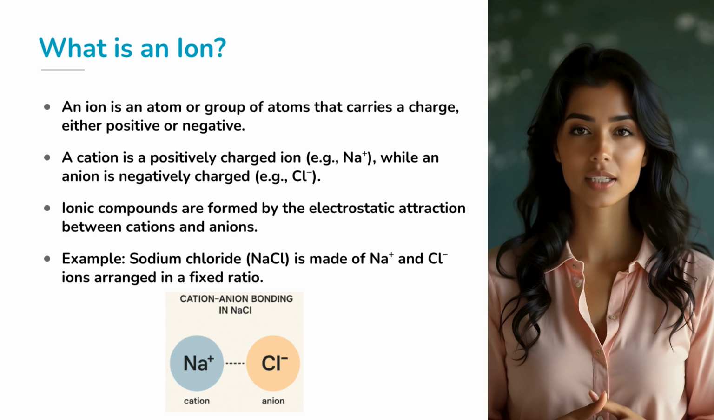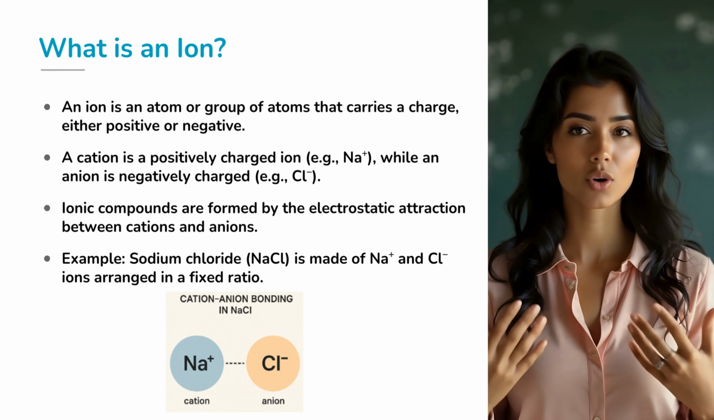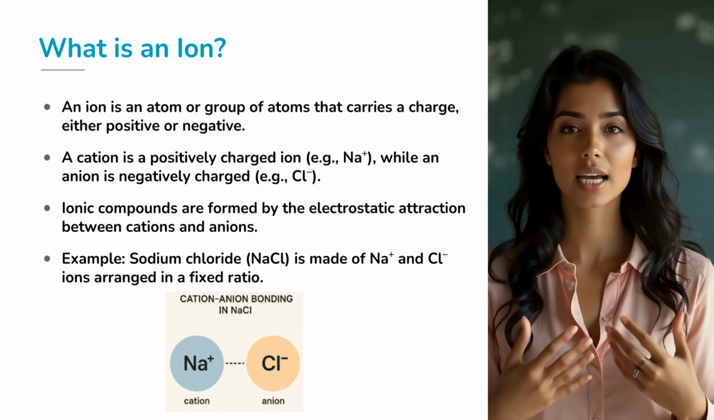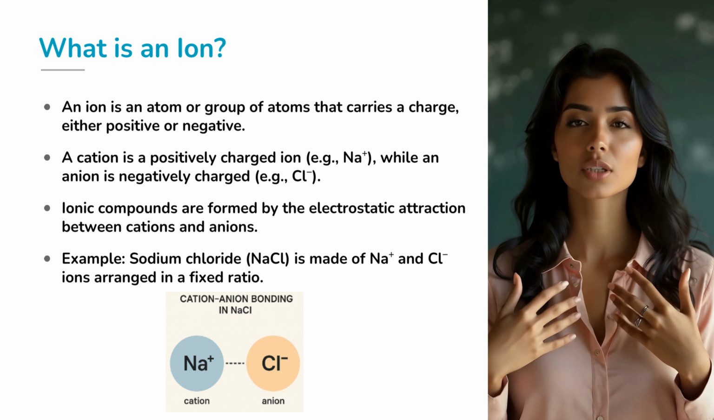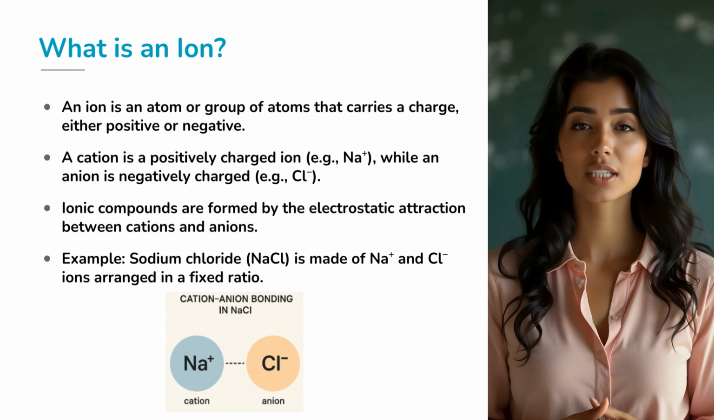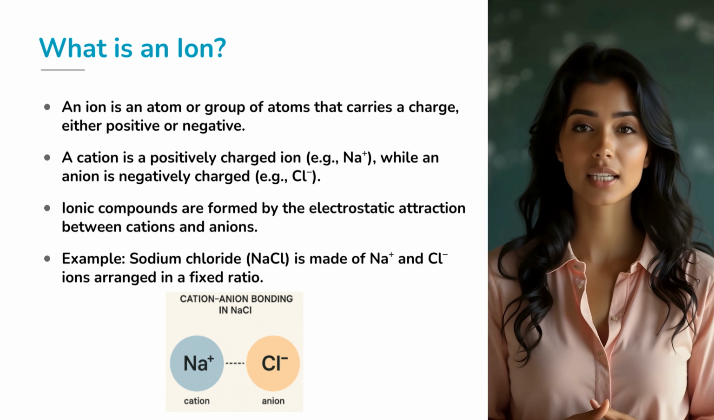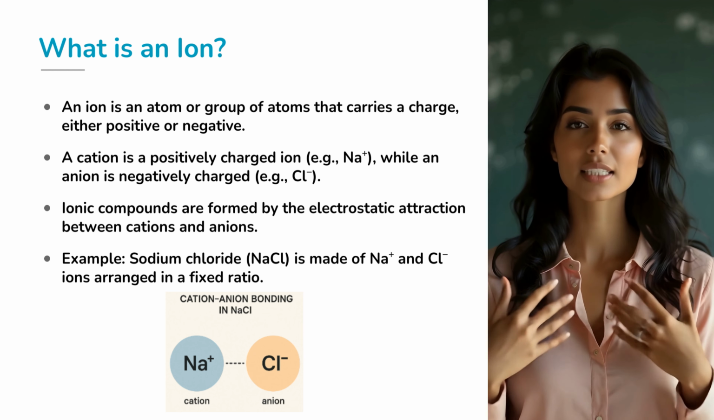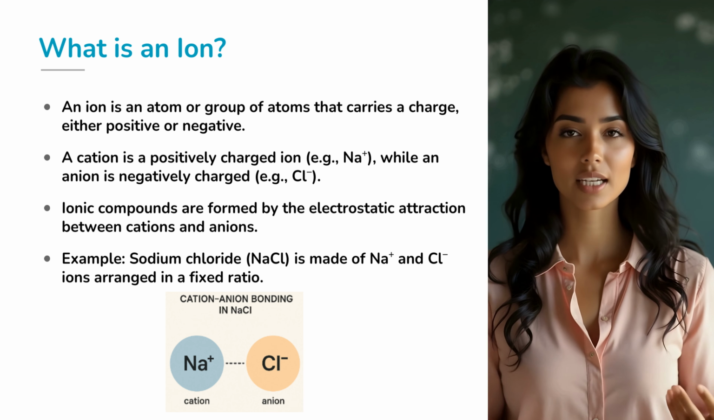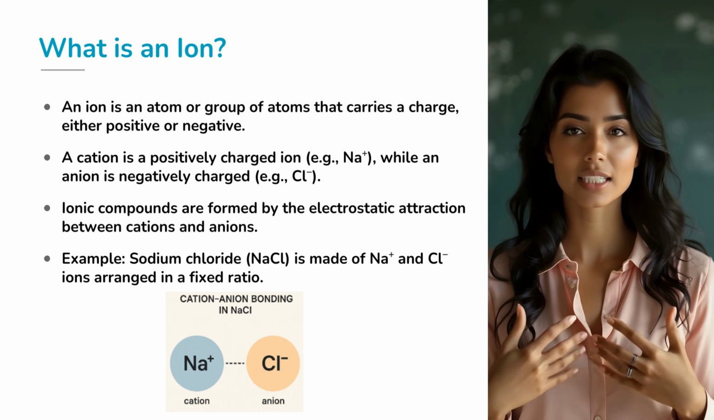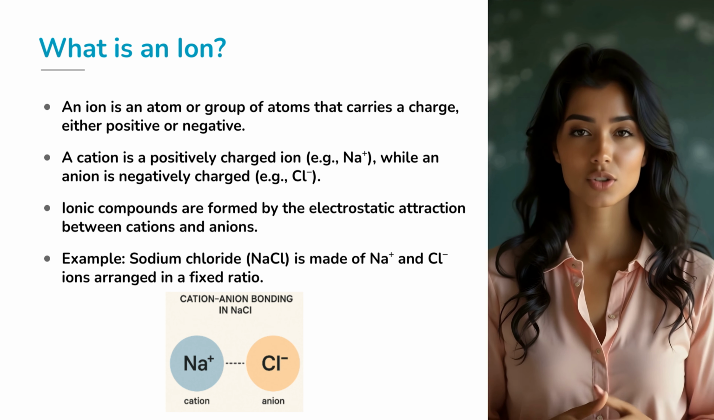Now, not all chemical species are neutral like molecules, some carry a charge. These are called ions. An ion is an atom or a group of atoms that has lost or gained electrons. If it loses electrons, it becomes positively charged, we call it a cation. Example, sodium ion, written as Na+. If it gains electrons, it becomes negatively charged, we call it an anion. Example, chloride ion, written as Cl-. These ions are the building blocks of ionic compounds like salt.